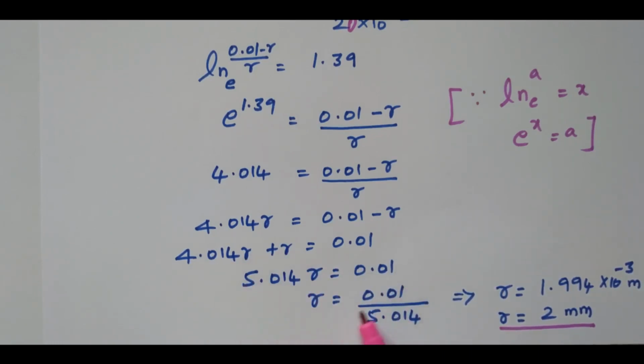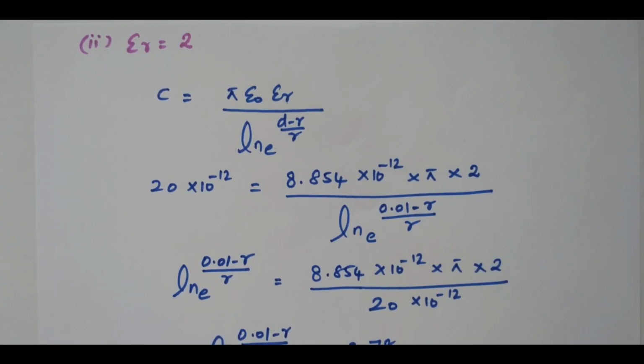So R equal to 0.01 divided by 5.014. From that we calculated R equal to 1.994 into 10 to the power minus 3 meter. That is R equal to 2 millimeter. By using this we can find R equal to 2 millimeter. So in the first case, the radius of the conductor is 2 millimeter.